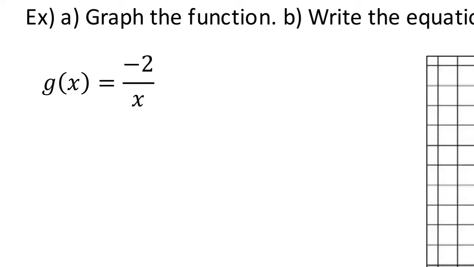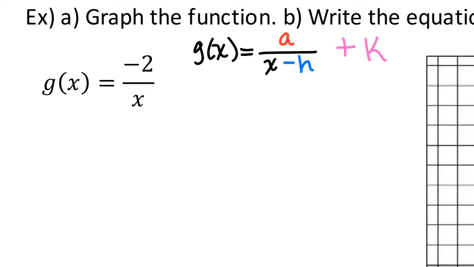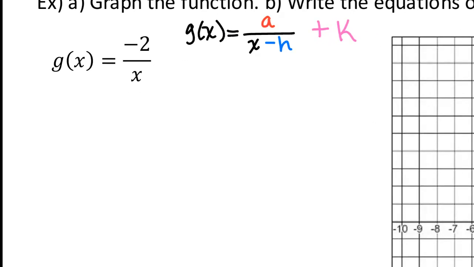G of x is equal to -2 over x. And as a reminder, our function is g of x equals the a value in the numerator over x minus h in the denominator and a plus k at the end after the fraction. So if we look at our function, I have an a value. What's my a value here? -2.